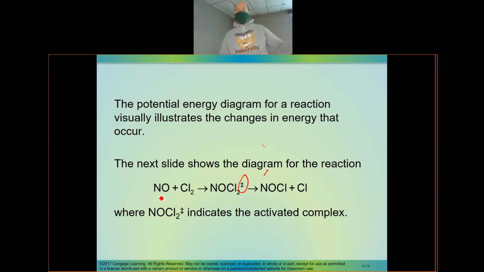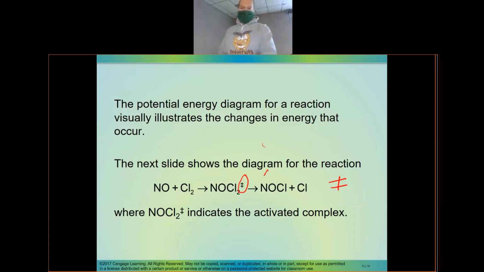So NO is in a tank of gas, Cl is a tank of gas. You combine them and you get NOCl and Cl. You would never get NOCl2. This is your activated complex. Once it's at the top, it can go forward and give you your products, or it can go back and give you your initial reactants. That's called a bar and a double dagger, and that is indicating that that is an activated complex.